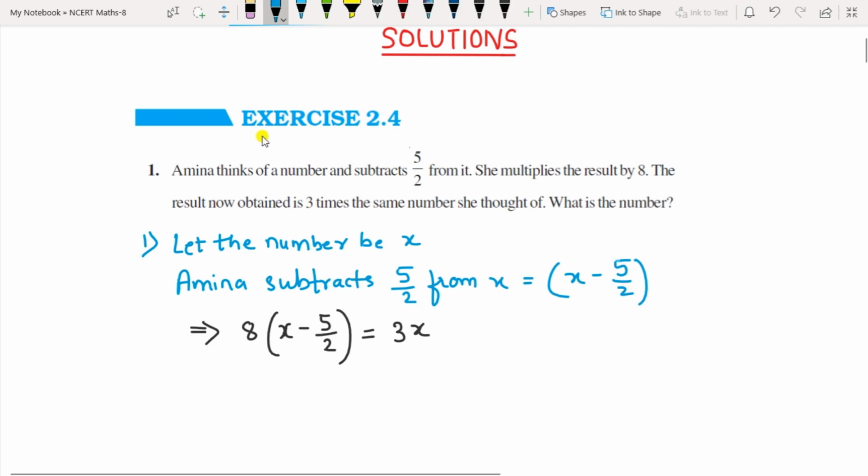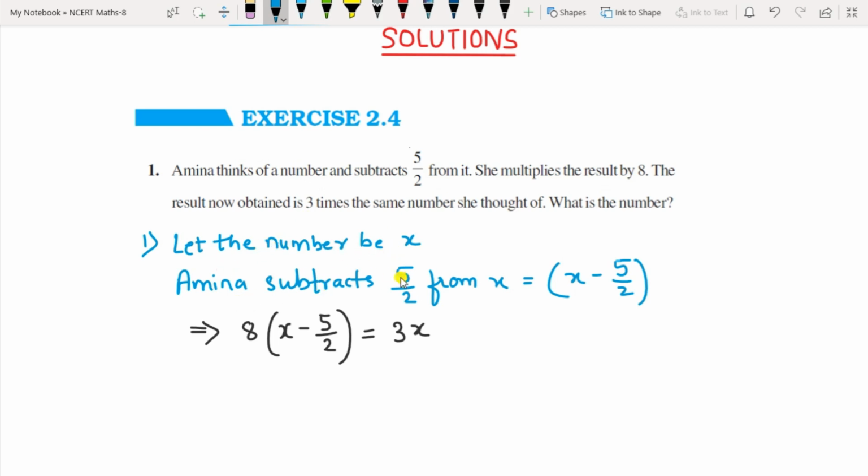First question is given as: Amina thinks of a number and subtracts 5 by 2 from that number. She multiplies the result by 8 and the result now obtained is 3 times the same number. What is the number? Okay, so we have to guess. Let the number be x.